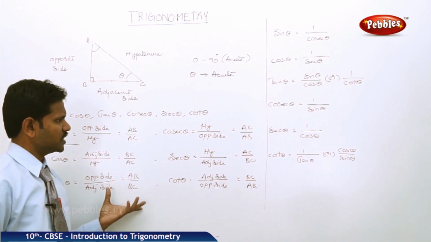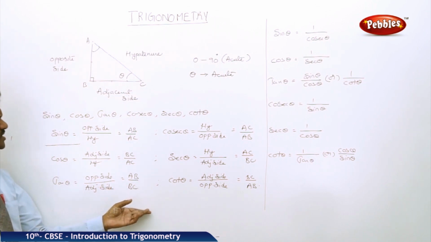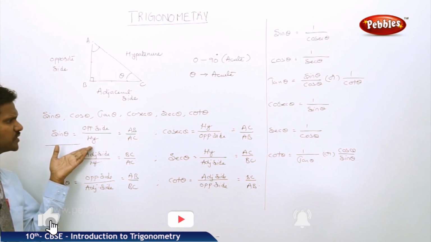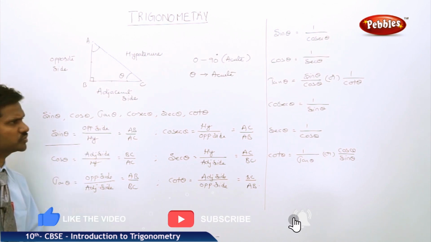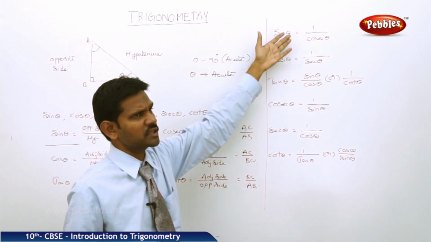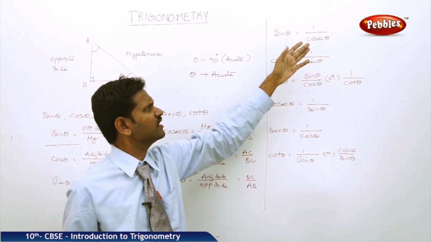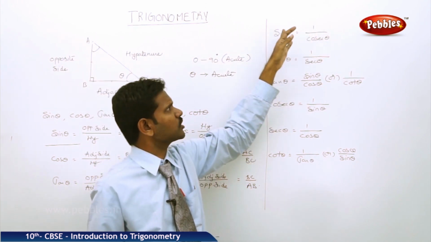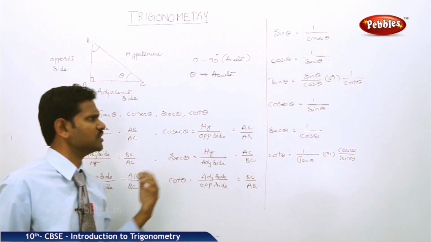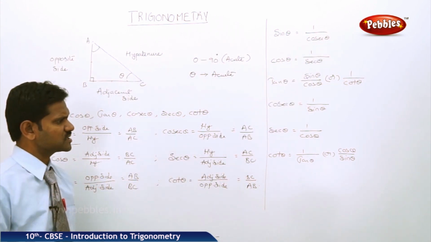Now, the representation of sin in terms of words: the definition is opposite side by hypotenuse, and at the same time, sin theta is also 1 by cosec theta. Then 1 by cosec theta is a trigonometric ratio in terms of another trigonometric ratio, but this is a definition.